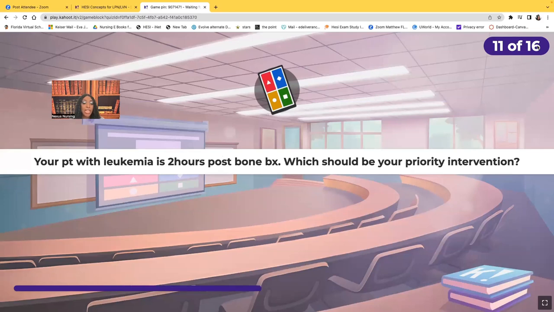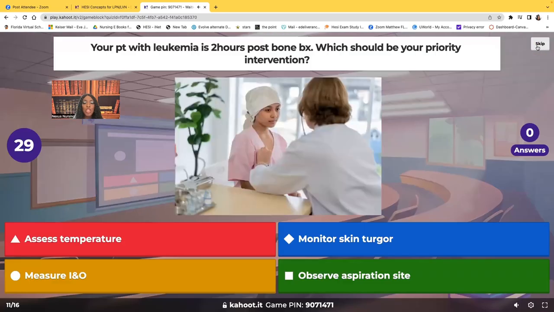Your patient with leukemia is 2 hours post bone biopsy. What should be your priority intervention for this patient? They just had a bone biopsy 2 hours ago. Would it be to assess their temperature, to monitor the skin turgor, to measure the input and output, or to observe the aspiration site? Your patient with leukemia is 2 hours post bone biopsy. What should be your priority intervention?